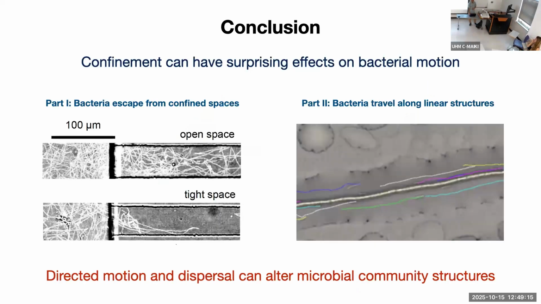Okay, so I think we're almost out of time, so I should maybe start wrapping up. In conclusion, I hope I was able to convince you that confinement can have surprising effects on the movement of bacteria. In the first part, we saw that tight spaces can cause bacteria to escape from them. And in the second part, we saw that when you have a linear structure with water around it, bacteria can keep swimming for long distances, for a long period of time, in the same direction. Something we would not see in a deep pool of water. And so this impacts how quickly bacteria disperse over time, where they're going to go, and this can potentially alter the microbial community structures, depending on the traits of bacteria.